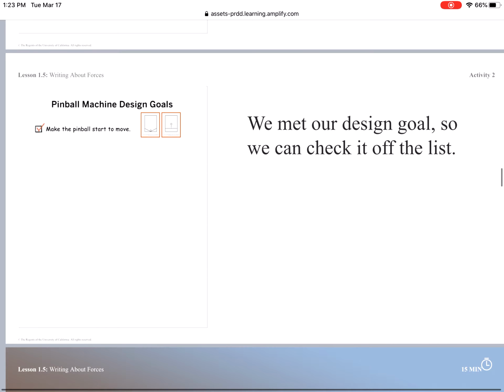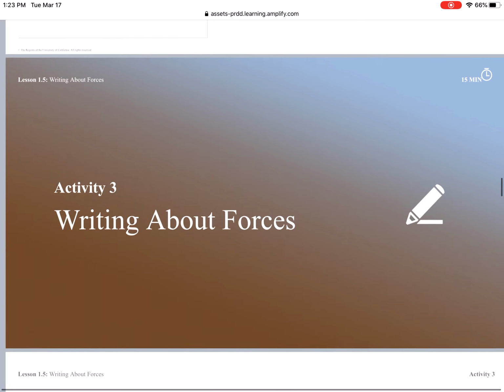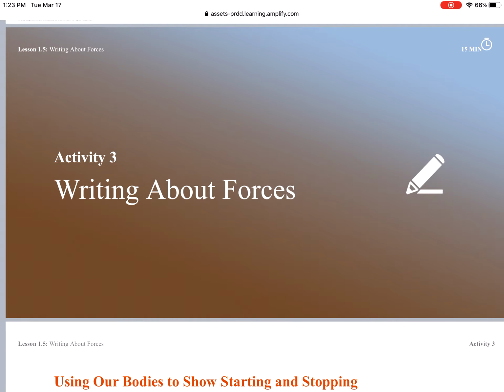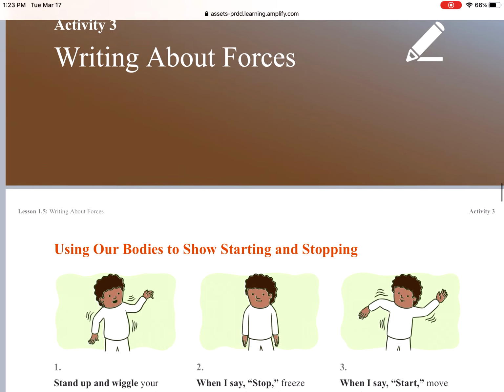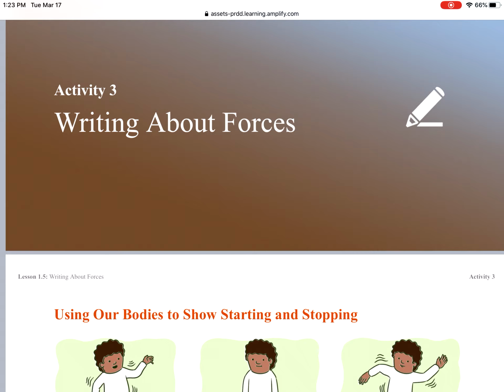So this is only lesson 1.5, okay? Now writing about forces. So when I start doing the pinball machine, and when I show you the video of me doing this and you guys can see, you're going to be writing about the forces, okay? So what I mean is you're going to tell me what is happening and what force is being exerted on the pinball and what's causing that ball to move, okay? So we're going to be writing, okay?